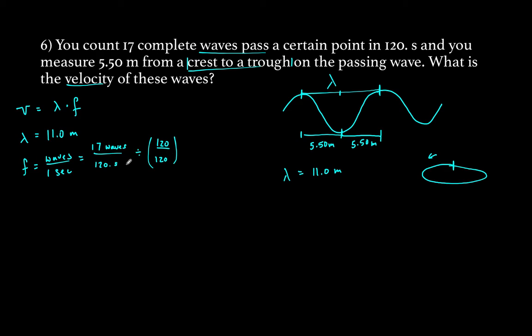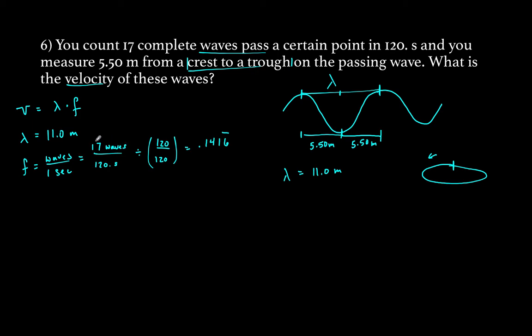That's going to give me 1 at the bottom, which is my frequency. So my 17 divided by 120 should equal my frequency. If I do it correctly, 17 divided by 120, I get 0.1416 repeating.